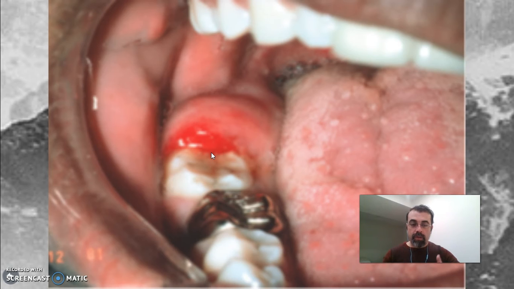The best treatment available is to extract the upper tooth, not the lower, and not to cut the gum because it's going to happen again. The easy way is to extract the upper tooth, which is easy, especially the third molar.